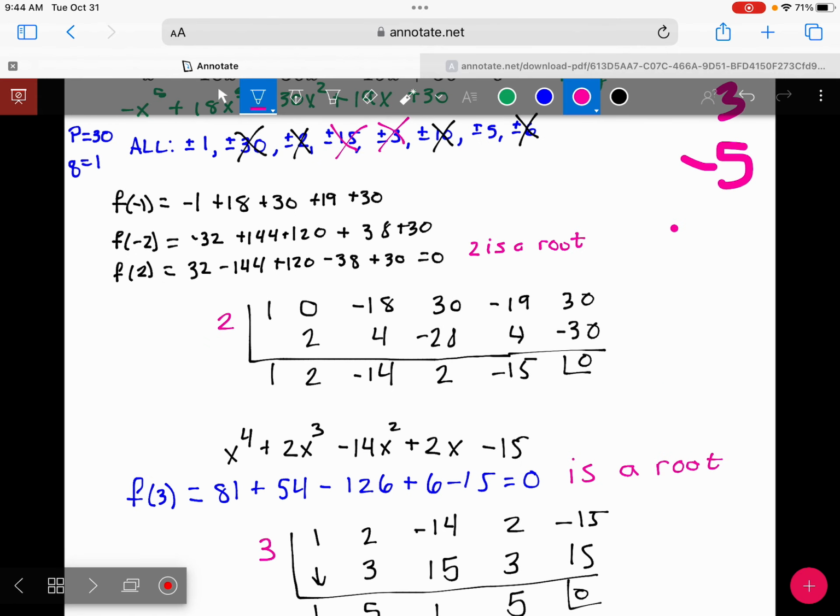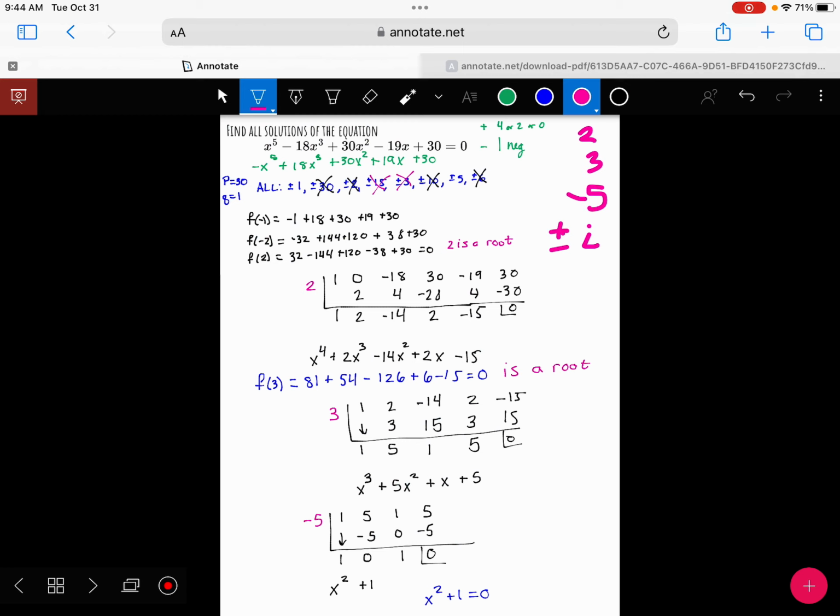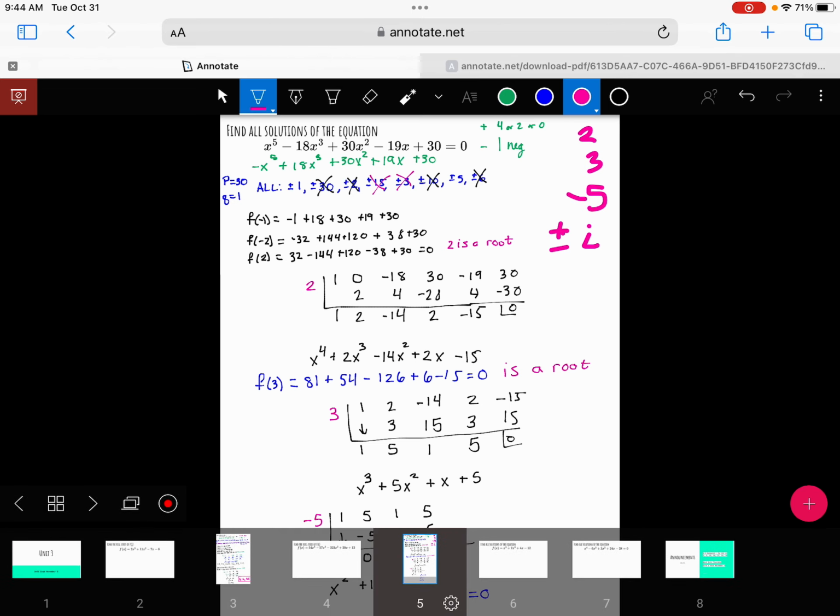Plus and minus i. So these take a humongous amount of space and humongous amount of time, which is why we only got through 2 of them today. But we got all the way up to a 5th. We did a power of 5, and we found all our solutions. We're moving on to other things tomorrow.